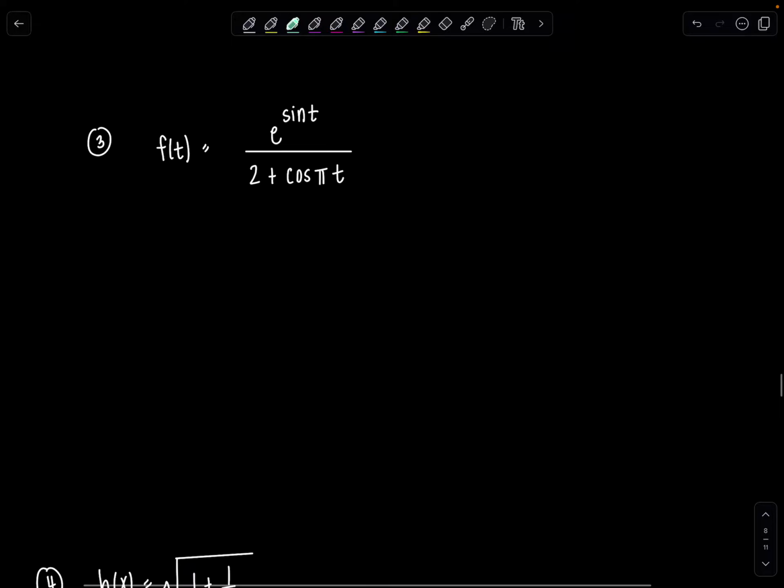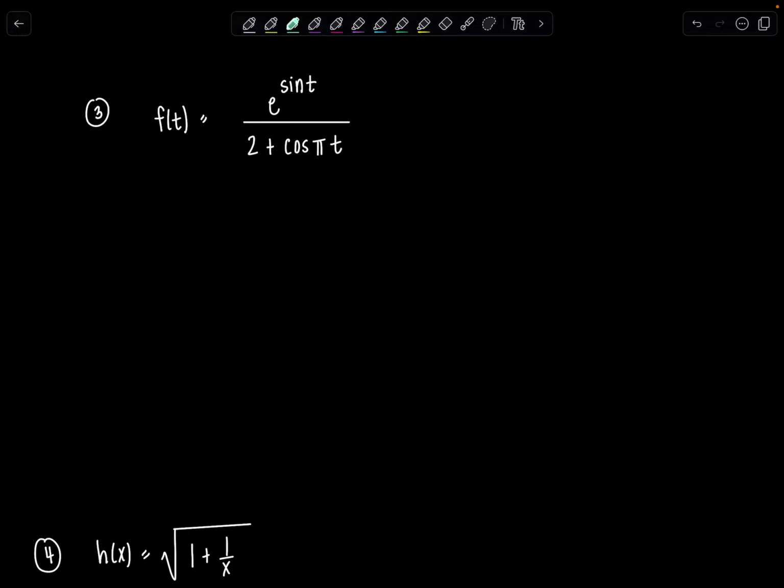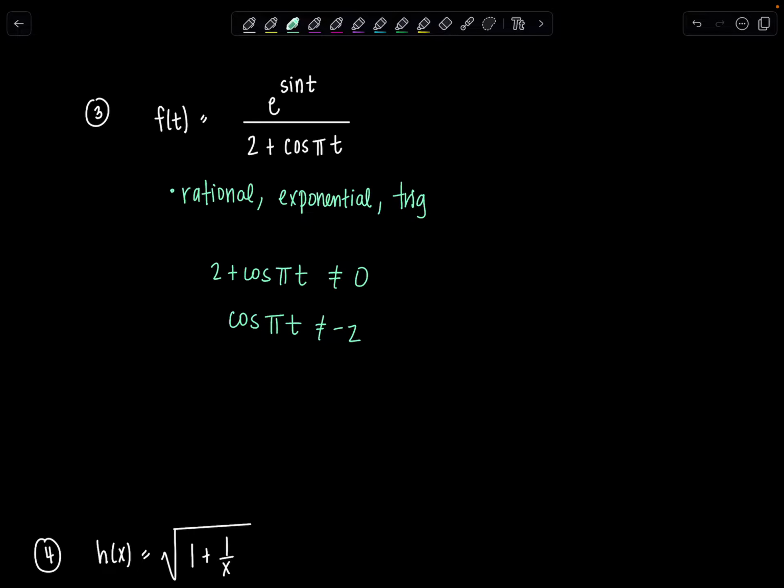Okay, moving on. F of t equals e raised to the sine t over 2 plus cosine pi t. So this is a combo of a lot of things. Rational, exponential, because we have e raised to the sine t, trig. But those are all on the list. We're good. Basically, as long as it's not a piecewise function, it's on the list. That's the cool part about it. So no restrictions on domain for exponential function. Their domains are all real numbers. Only issue is I don't want this denominator to be 0. So 2 plus cosine pi t can't be 0. That means cosine pi t can't be negative 2.